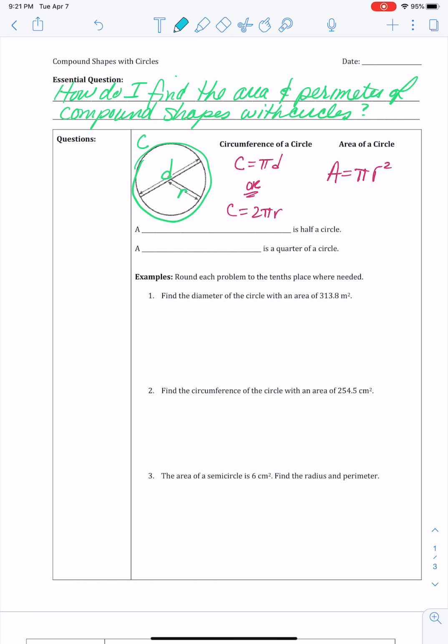So the first word we have to remember, we talked about this in unit 4. A semicircle is half. Remember, half in math is specific. It is exactly 2 equal parts. And quadrant is a quarter of a circle. So we have some similar parts of speech here. So we're going to be looking at shapes that include circles, semicircles, quarter circles, things like that.